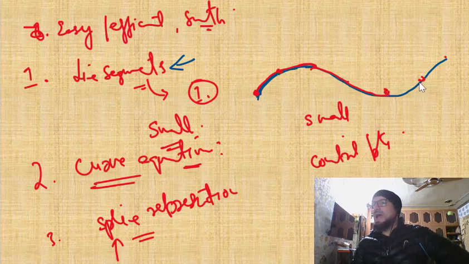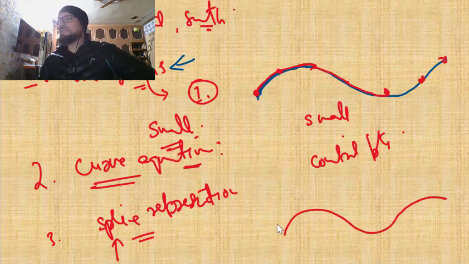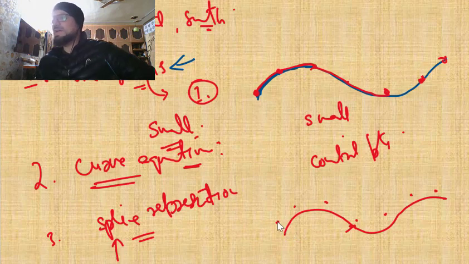Okay, and I'm specifying these control points such that the curve passes through these control points, or the curve passes near to these control points. Say, for example, this was my curve, and the control point is here, here. So the curve is passing nearer to the control points. Either the curve passes exactly through the control points, or the curve passes near to the control points.